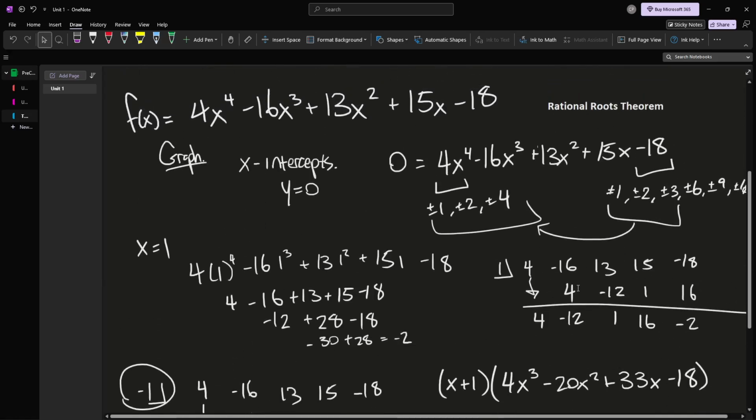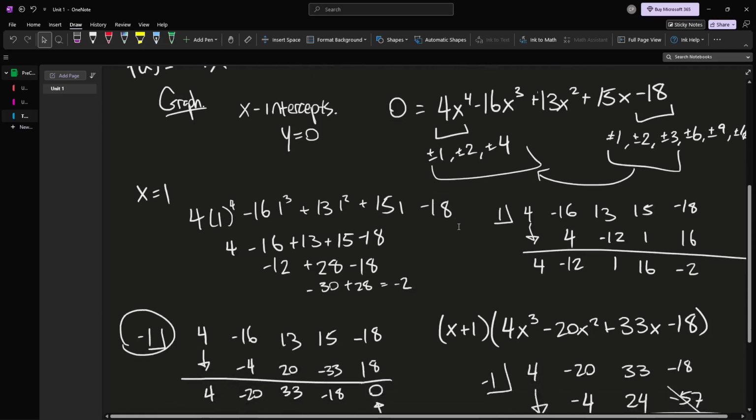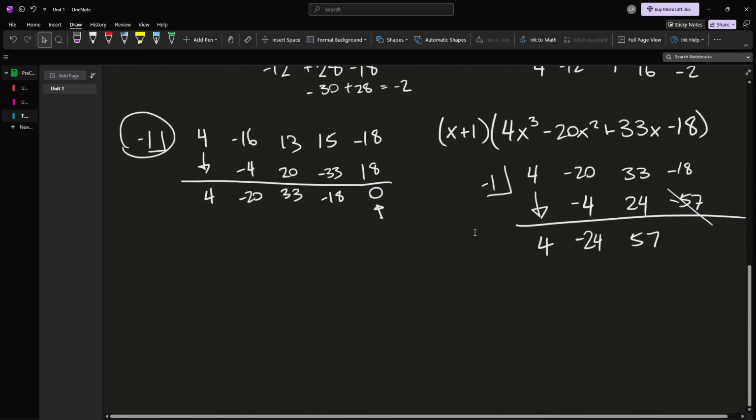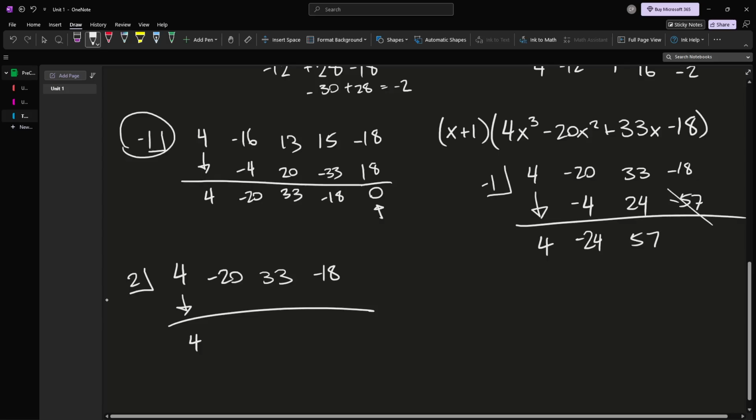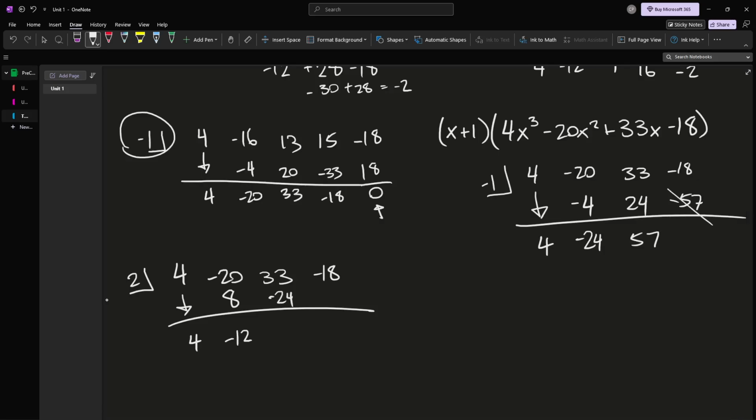Looking back up, what are some nice ones? I'll move on to 2. 2 over 1, I have positive 2. So 2 for 4, negative 20, 33, negative 18. Bring the 4 down. 8, negative 12, negative 24, 9, 18, 0. So it works.